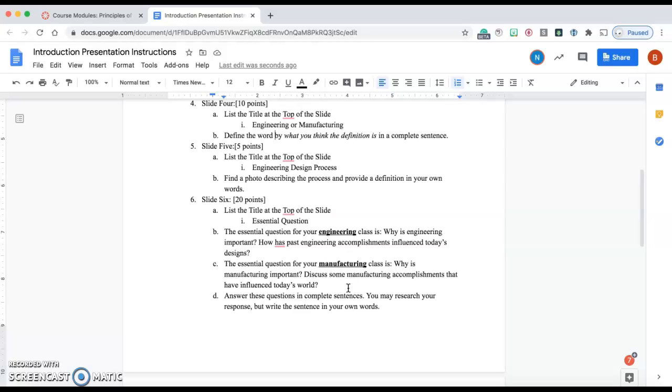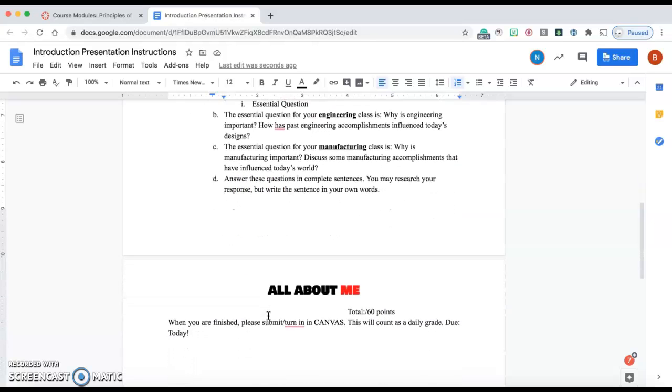Finally, on the 6th slide, you will answer the essential question for your class, whether it's engineering or manufacturing. For example, if you are an engineering student, then your essential question would be, why is engineering important, and how has past engineering accomplishments influenced today's designs? Answer the questions and make sure that your slide is completed.